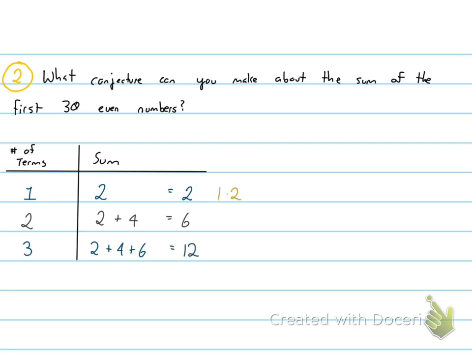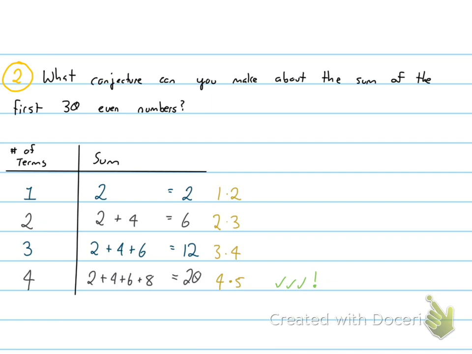And from here, I'm going to start to look at a pattern. I can see here that 1 times 2 is 2, 2 times 3 is 6, 3 times 4 is 12. So it looks like I'm taking the number of terms and multiplying it by the next number. So let's predict that with 4. So using that, I'm thinking that the sum should be 4 times 5, which would be 20. The first 4 even numbers are 2, 4, 6, and 8. And if I add those all together, that's my pattern, and that works out.